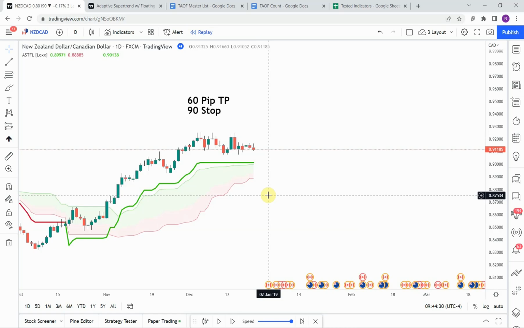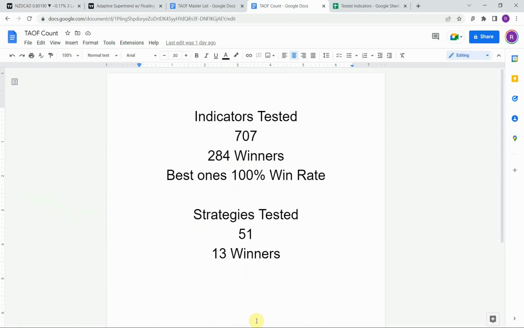Alright, as I said, today we will be testing the adaptive super trend with floating levels. Before we do though, I wanted to put the testing scoreboard up for everyone to see. So to date, we have tested a total of 51 different strategies, with 13 of them being profitable. We've also tested a total of 707 indicators, with 284 of them being winners. The best ones so far were able to achieve a 100% win rate.